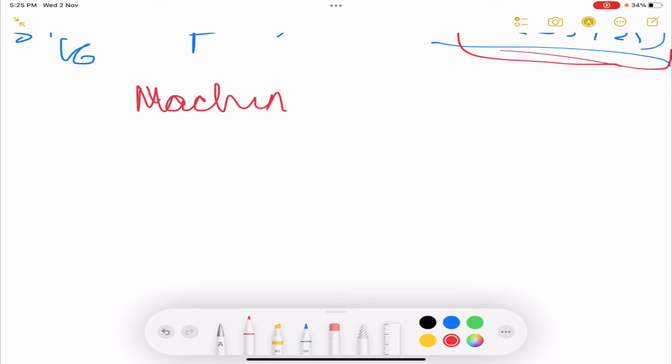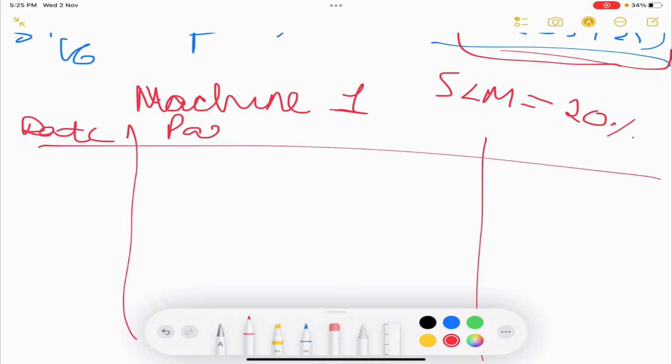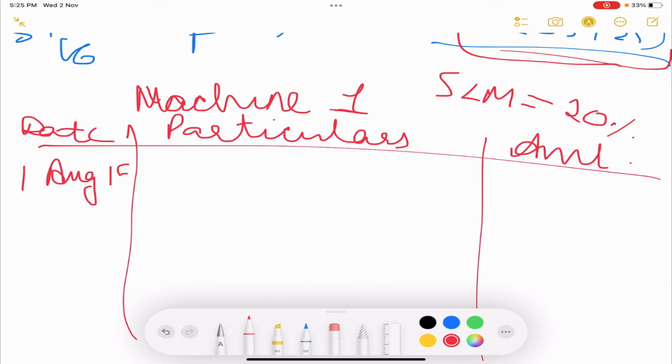So this is the pro rata basis, don't forget that. So we have machine 1, we need to do the straight line method, which is 20% at pro rata basis. So we make a ledger, which is date, particulars and amount. So on 1st August 2015 we are purchasing, and we are purchasing it for how much? Go back to the question and see it, for 12,000.